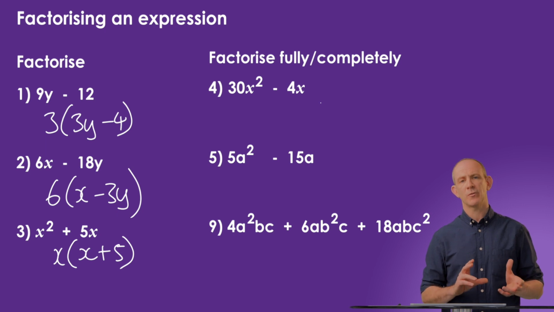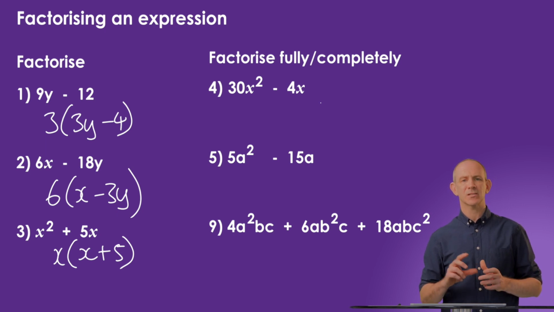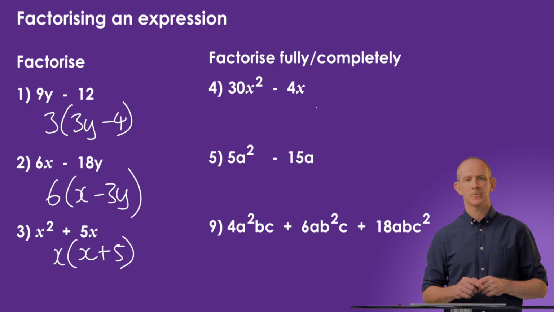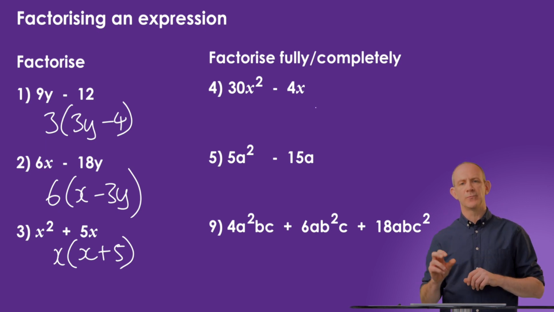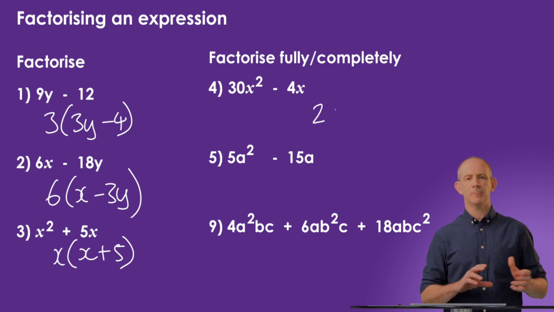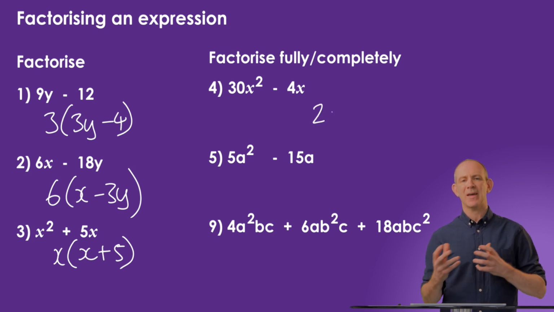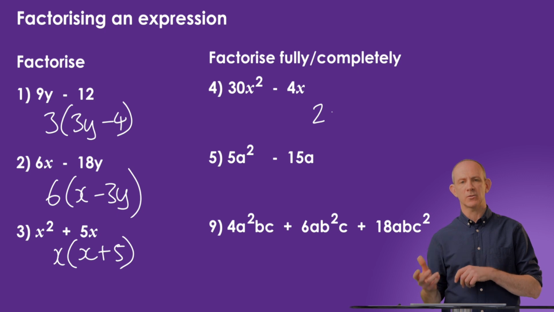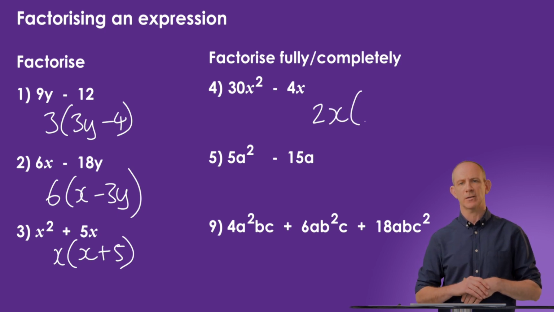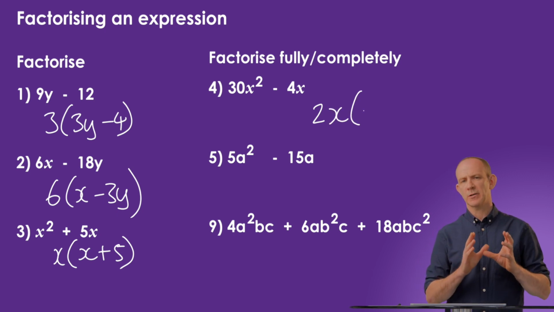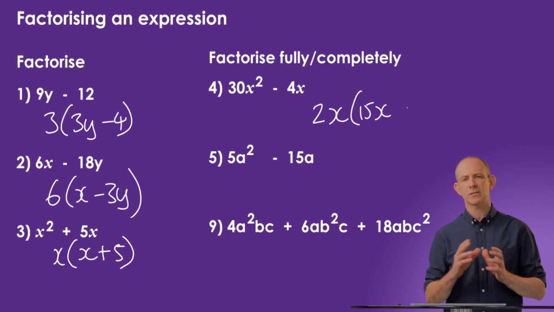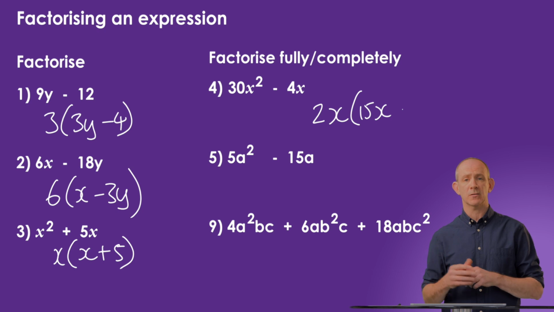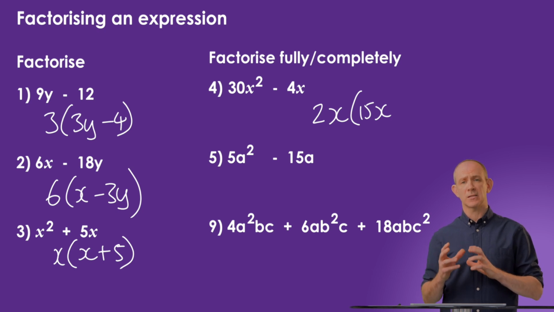Here, in question number 4, we've got 30x squared minus 4x. So let's think of the numbers first. What's the highest common number that goes into both 4 and 30? And that would be 2. And we can see they both have x's in them. So we can take 2x and put it outside of a set of brackets. What am I going to times by 2 to get 30? Well, it'd be 15. And what would I times by x to get x squared would be x. So we'll put 15x inside the brackets.